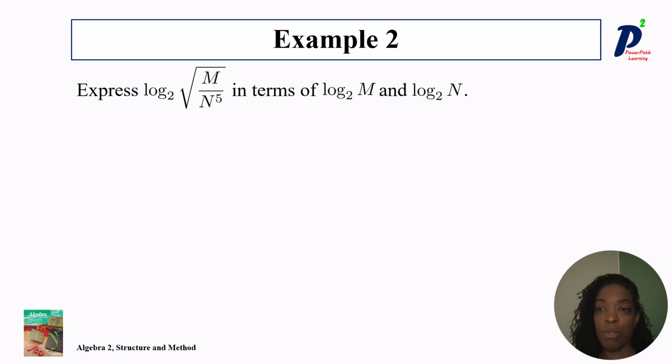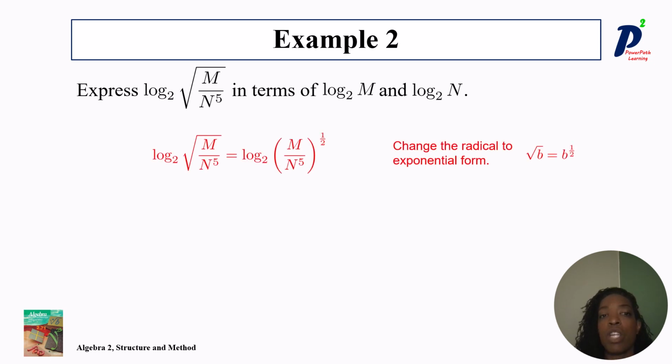Express log base 2 of the square root of m over n to the fifth in terms of log base 2 of m and log base 2 of n. This is really similar to the last example in that we need to expand the expression with some small tweaks. So first of all, I notice that I have a radical covering everything, so I'm going to change that to exponential form. Now, once my radical is in my exponent, I can drop the power 1/2 down in front. Okay, it becomes my coefficient.